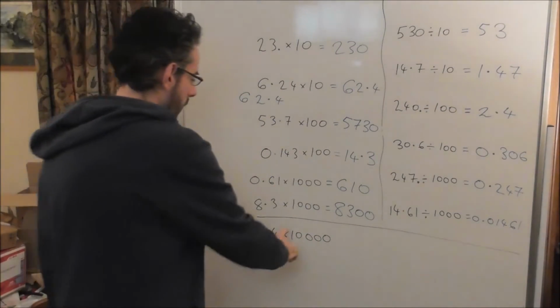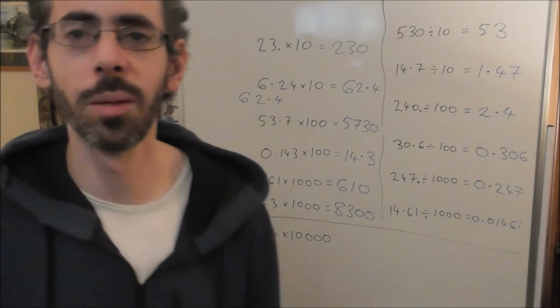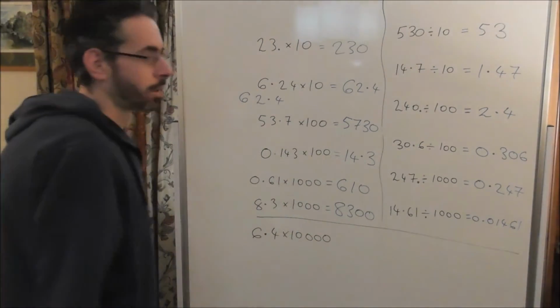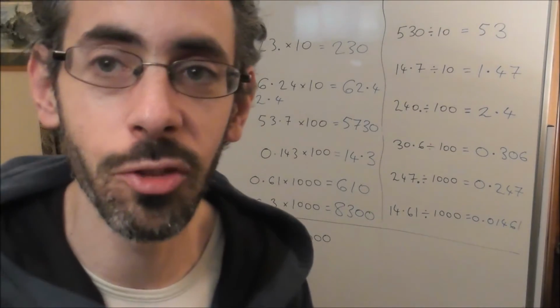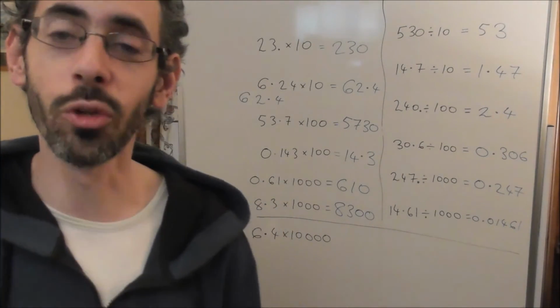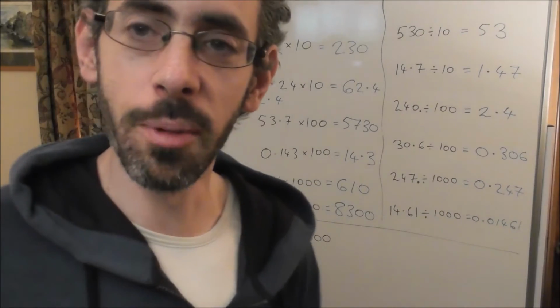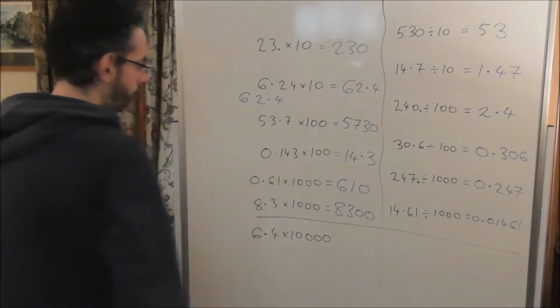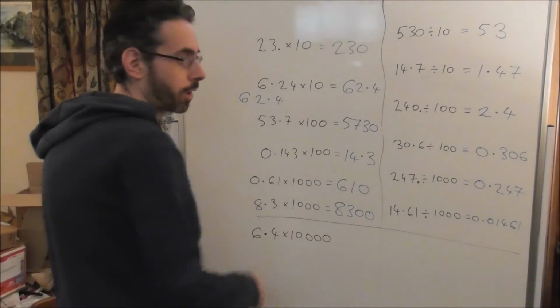Now we haven't done multiplying by 10,000 this lesson, but it's really the same as all the others. If you notice, 10,000 has 4 zeros. That just means that 10,000 is 10 times 10 times 10 times 10. So 4 tens multiplied together. So when you multiply a number by 10,000, all the digits move 4 places to the left. So what's the answer to this one going to be?